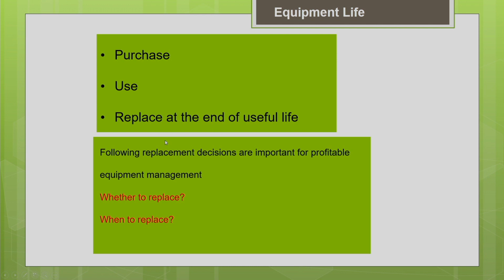For a profitable equipment management, there are certain decisions which are very important. One such decision is the replacement decision, whether to replace your old machine with a new machine or not. If you decide to replace, when to make the replacement? What is the optimum replacement time? These are two important decisions which are to be made accurately from a profitable equipment management perspective.